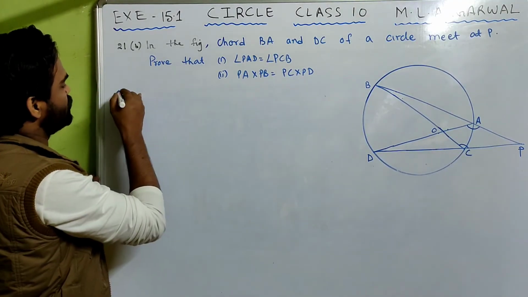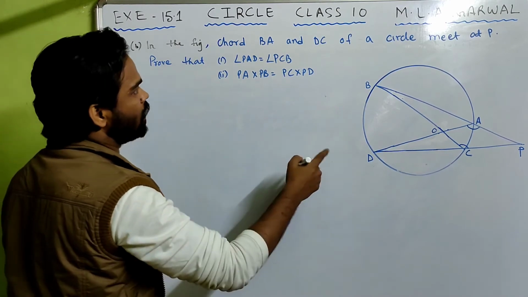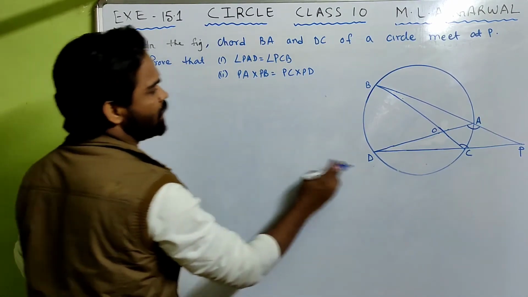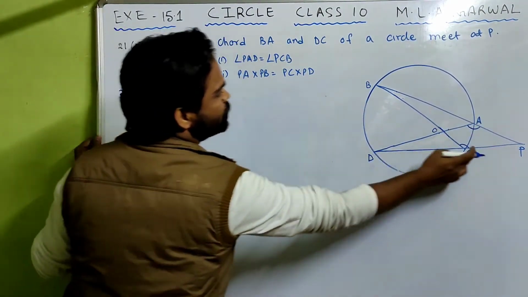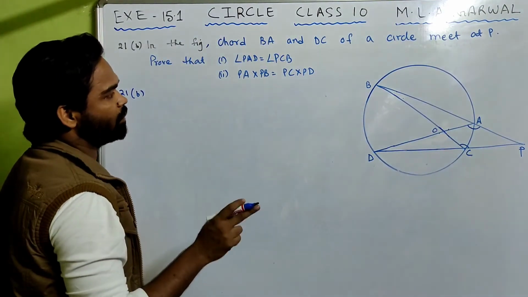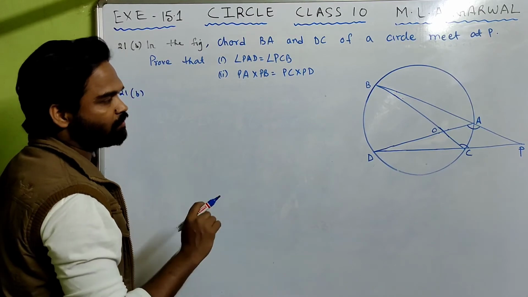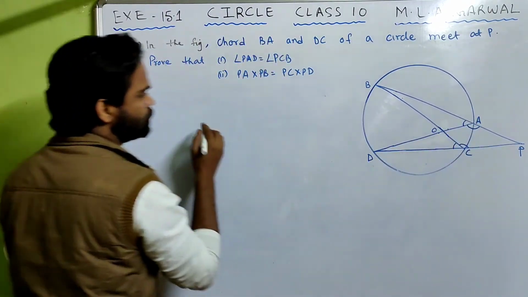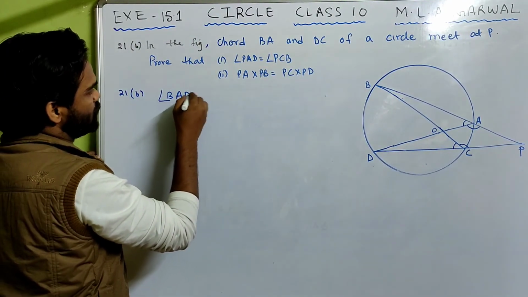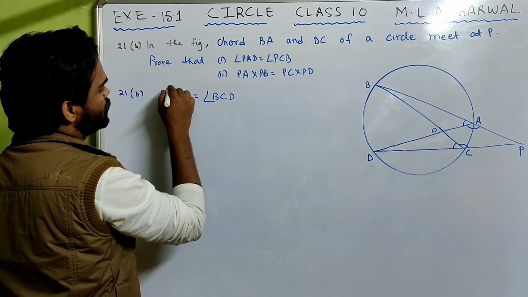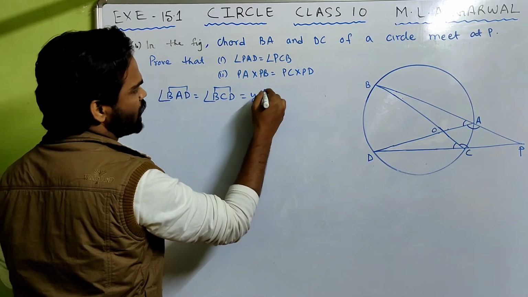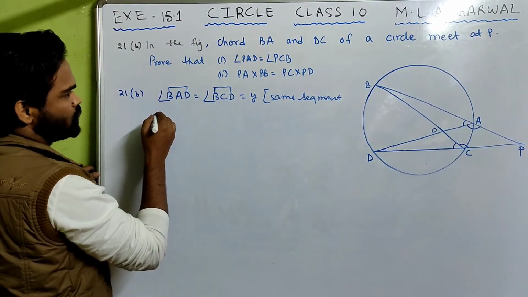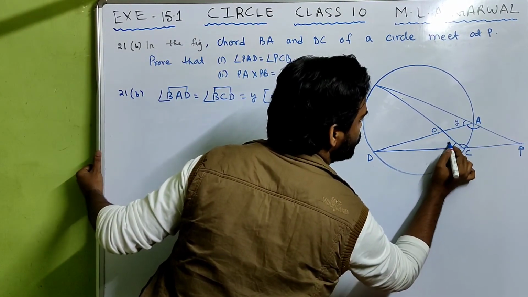Now look at this sum, 21 part B. Very easy. In the figure, chord AB and DC of a circle meet at P. Prove that angle PAD, this angle, is equal to PCB, this angle. Okay, and then PA multiplied by PB equals to PC multiplied by PD. First of all, the first part. If you look at angle BAD and BCD, the segment is same, so they'll be same. Suppose Y, same segment, isn't it? Now just look over here. So this is Y and this is Y.